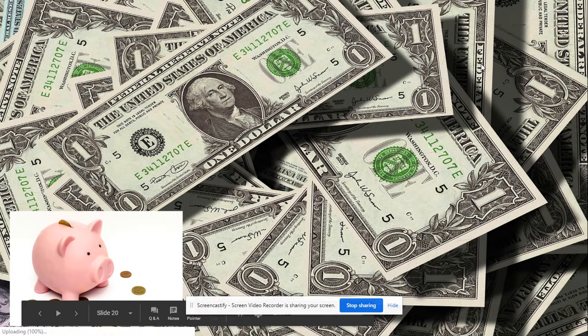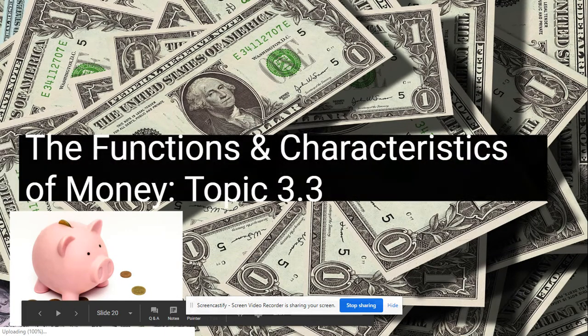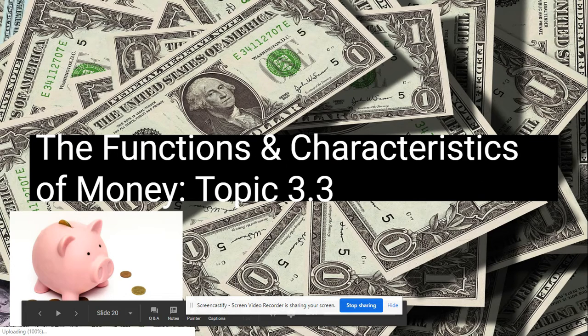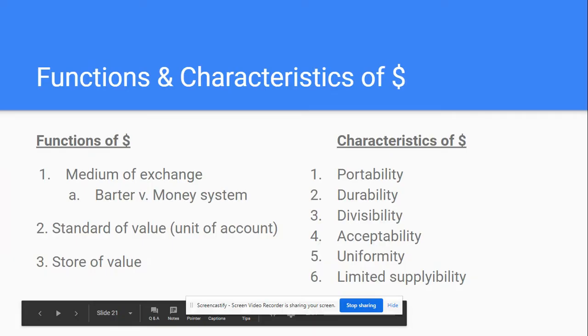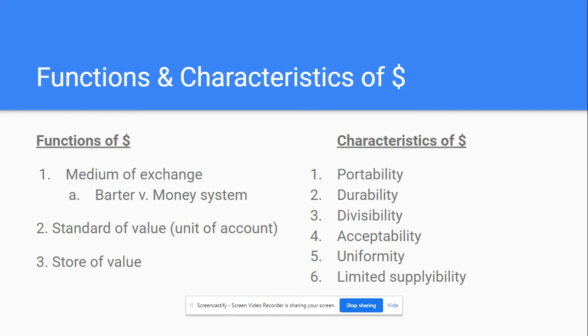All right, AP Macro students, this is a video tutorial to talk you through topic 4.3, which deals with something known as the functions of money and the characteristics of money. Functions of money are listed on the left, characteristics of money are listed on the right. Pretty easy to understand. The functions of money describe why money is important and what it's used for. So money can be used for three things.